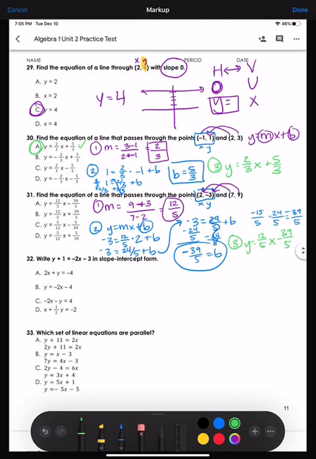So that looks like it matches A. Just making sure. Yes. All right, A is correct.